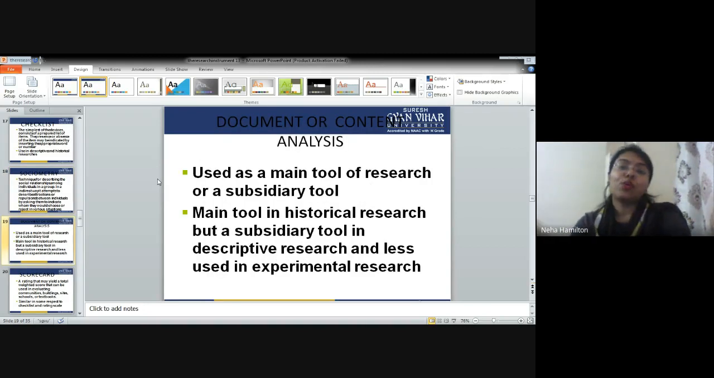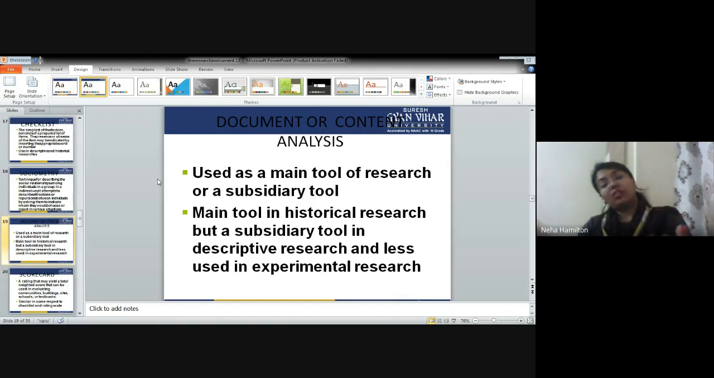Next is document or content analysis. This is again another technique of data analysis. It is used as a main tool of research or a subsidiary tool, right? It can be used as a main tool, and it can be used as a subsidiary tool also. When I say main tool, it is used whenever you are doing a historical research, right? Or as a subsidiary tool when you are doing a descriptive research or an experimental research, right?